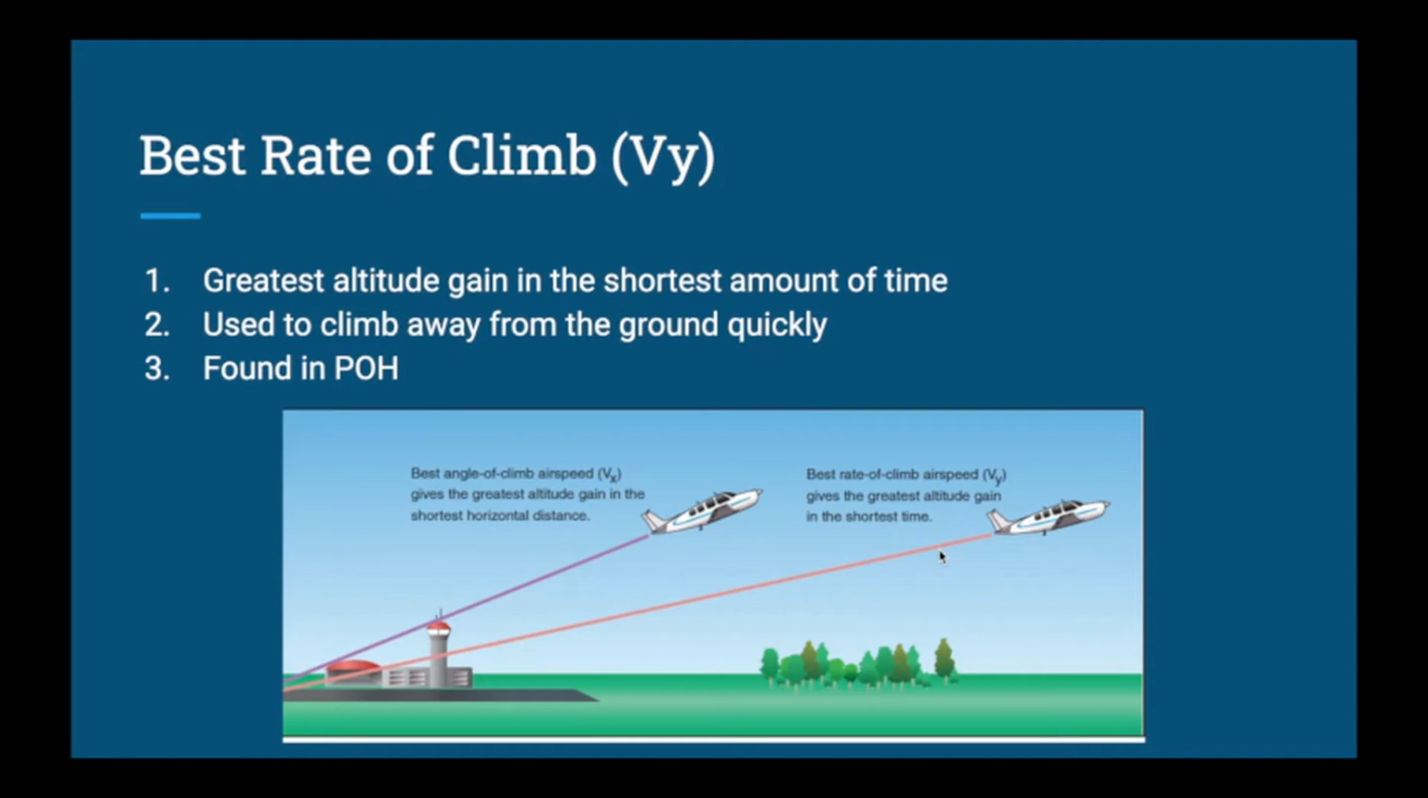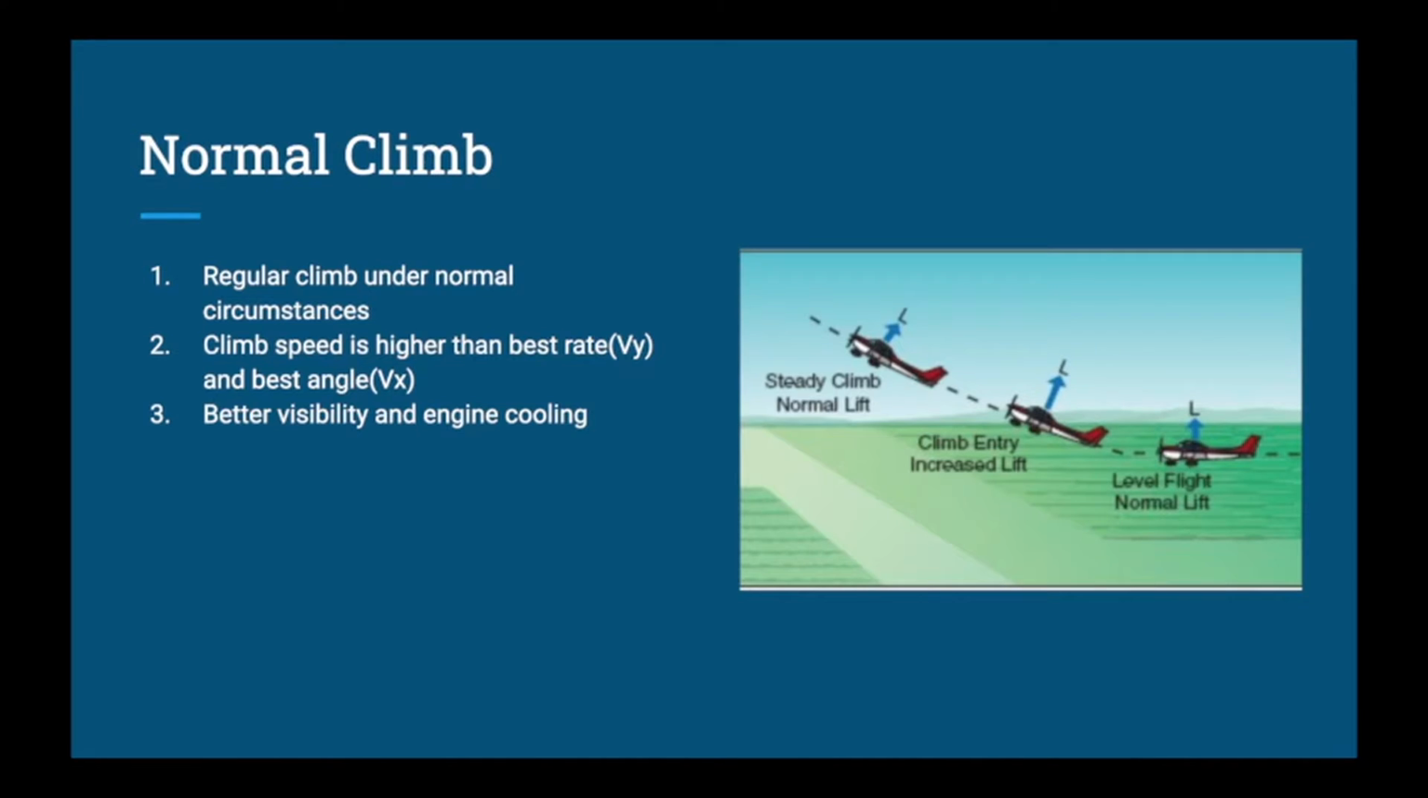Just some numbers here for the best rate of climb in a 172. It could be 74 knots if you're flying an S model, and the 150 could be around the 68 knot mark. Okay, next we've got a normal climb.